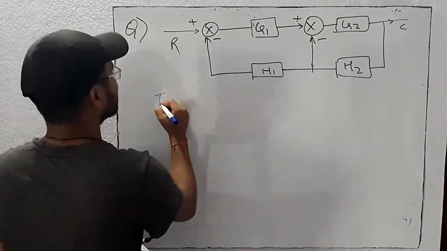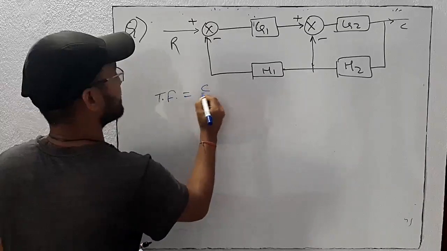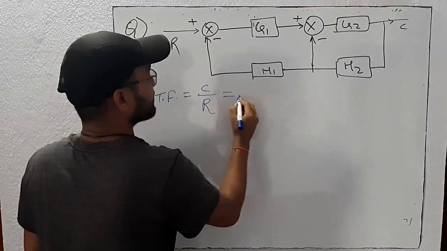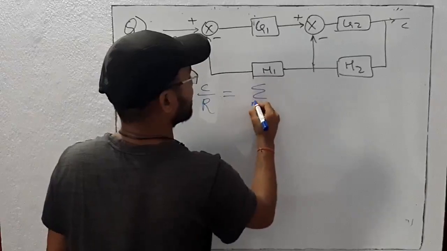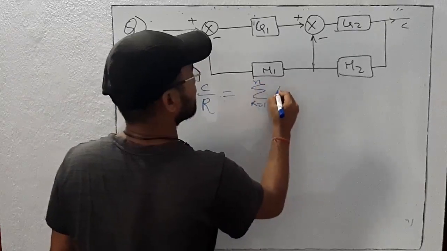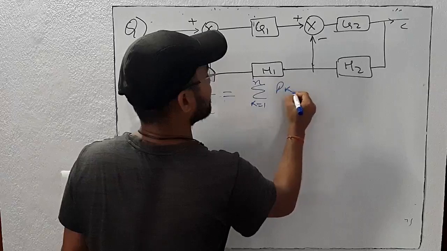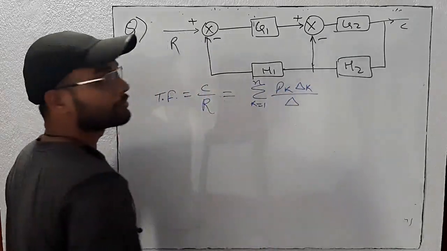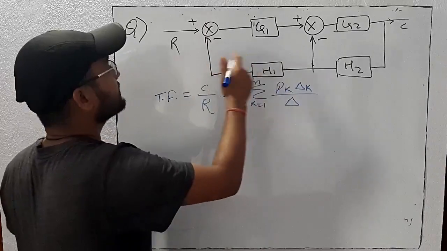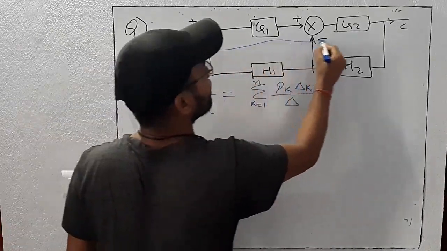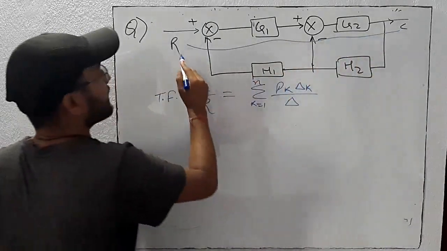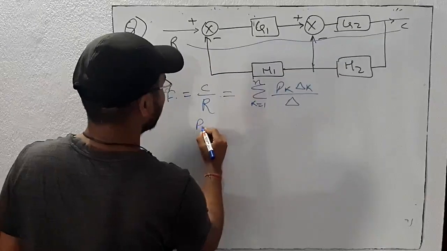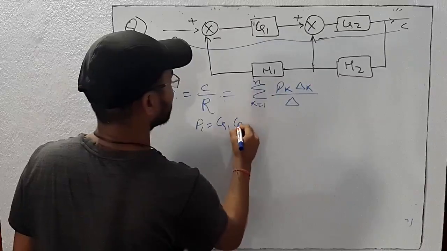So the transfer function is equal to C by R, and using Mason's formula, that is equal to sum over K is equal to 1 to N of Pk del K by delta. So how many forward paths are there from input to output? There is only one forward path, and the gain is G1 into G2. So P1 is equal to G1 into G2.